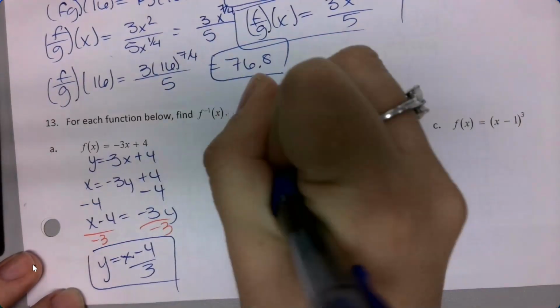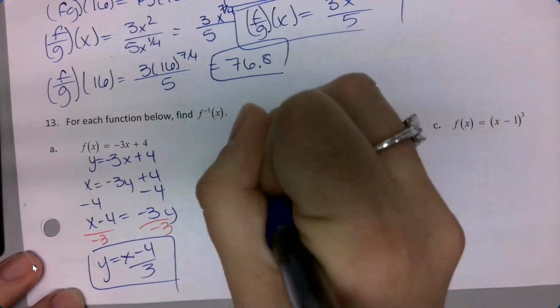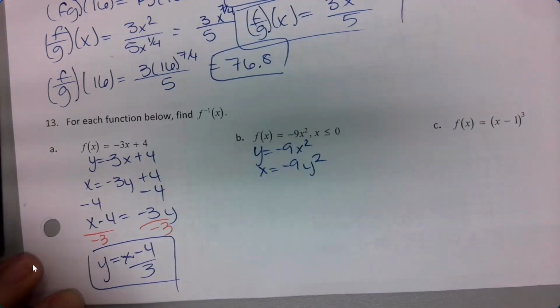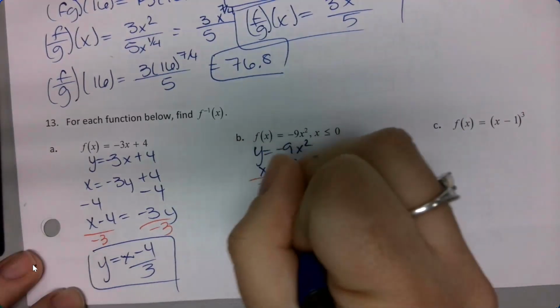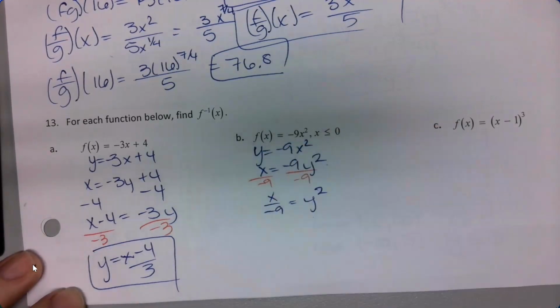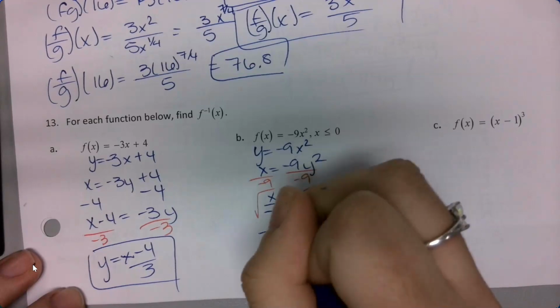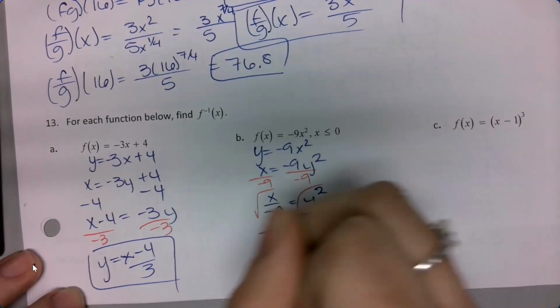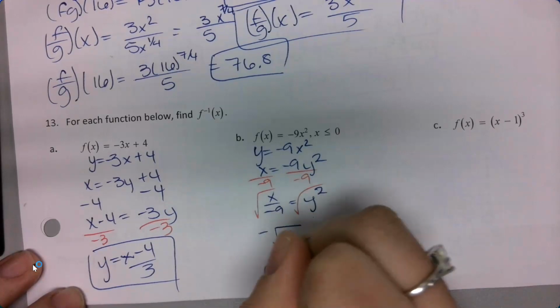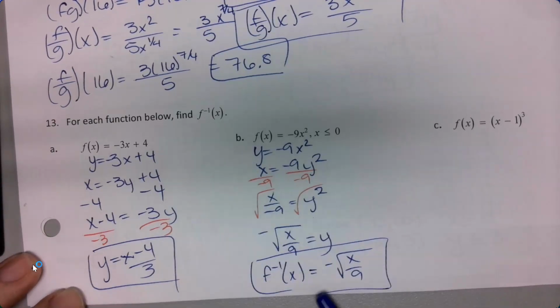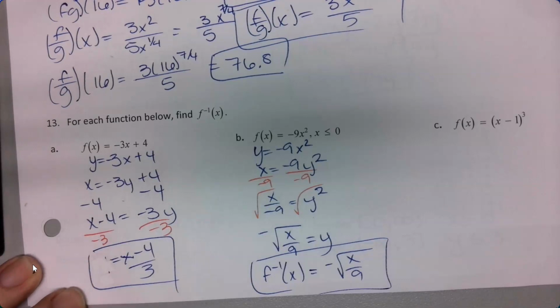On b, same thing, y equals -9x squared. Switch my x and y, so I have x equals -9y squared. I want to start off by dividing both sides by -9. So then I have x over -9 equals y squared. Then I want to square root both sides. Because it says x is less than or equal to 0, this one is going to be the negative version of the square root. Oops, I want to change this to my inverse notation too. I forgot to do that on the last one. So instead of y, that one should be f to the inverse power.